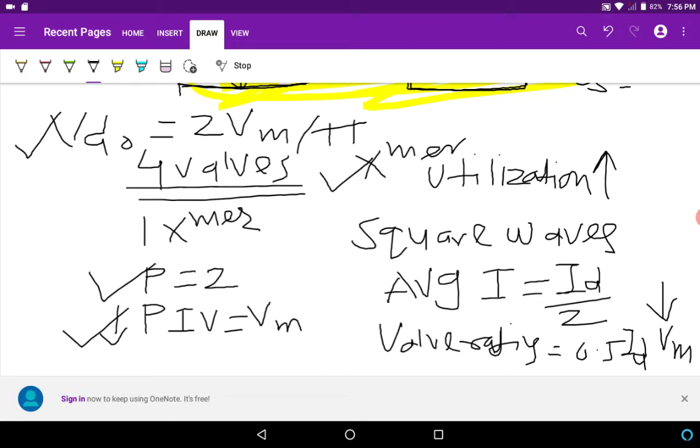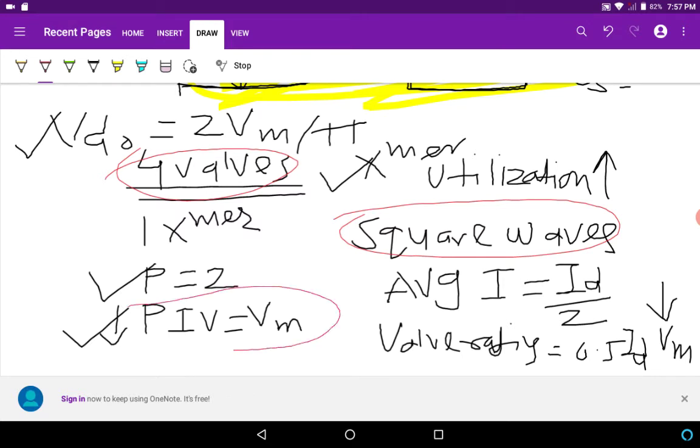The problem with this kind of thing is that there are 4 valves, so we can say this is a negative point. And the square waves can also be said to be a negative aspect. Otherwise this kind of converter is good, especially for high voltage applications. When you are going for high voltage applications, the most important and limiting factor is the peak inverse voltage, so you should have as low a peak inverse voltage as possible. That's why this converter is good for high voltage applications.